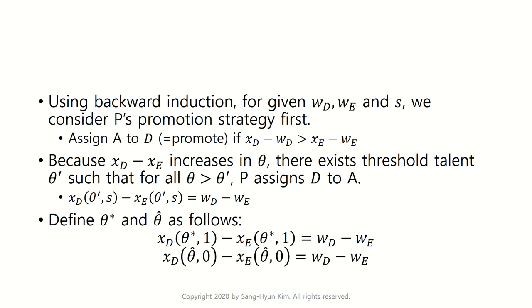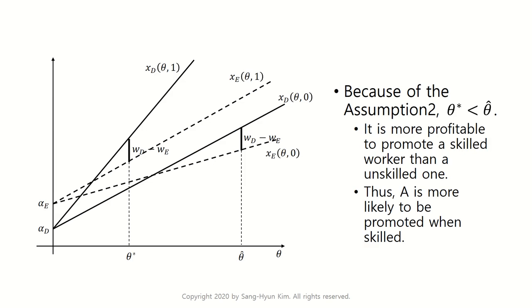So if S is 1, then xd minus xe equals wd minus we when theta is theta star. And similarly, if the skill level is 0, in other words, the worker did not make the skill investment, in that case, xd minus xe equals wd minus we when theta is theta hat. Okay, so graphically, it can be shown like this.